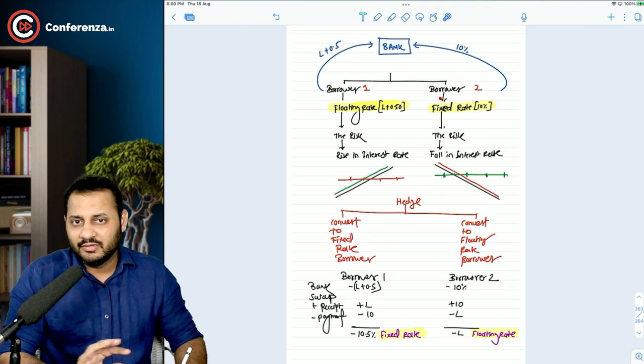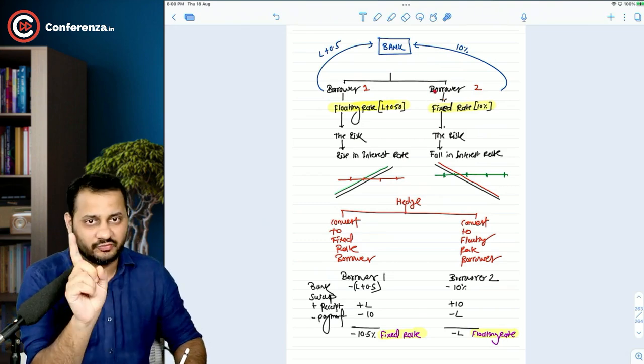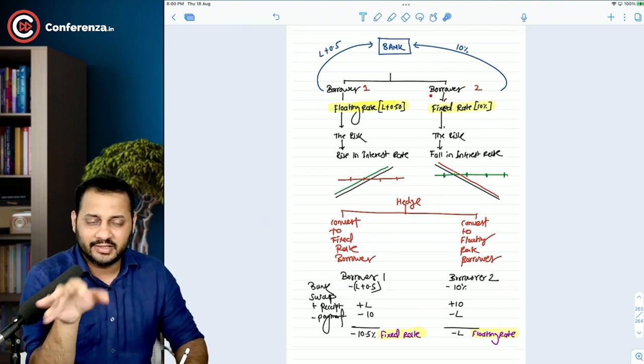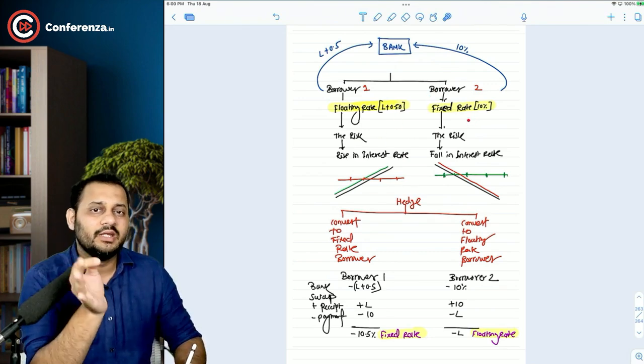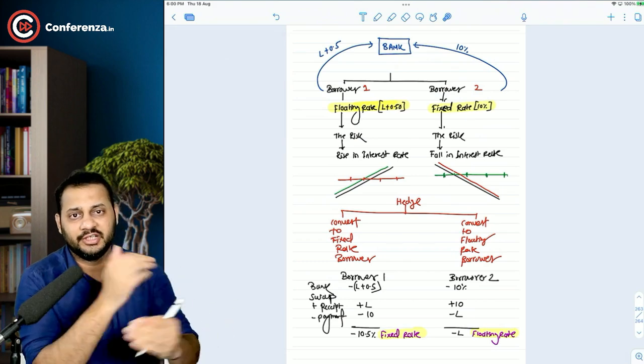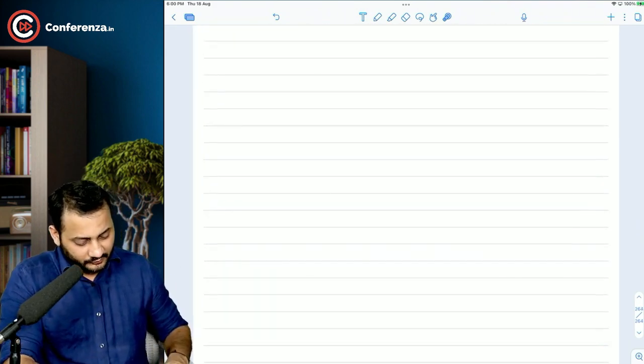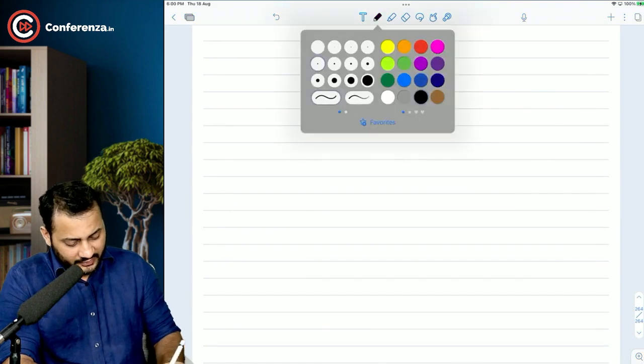So all in all, I will tell you one thing. Swap has no rules. First of all, there is no formula. Second, third thing, it can be customized between the parties. Fourth thing, the simple meaning of swap is exchanging.